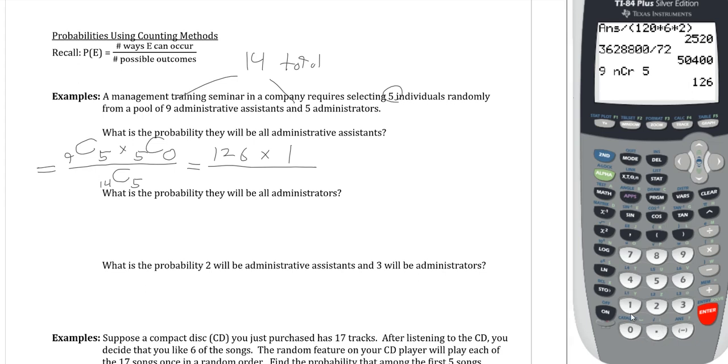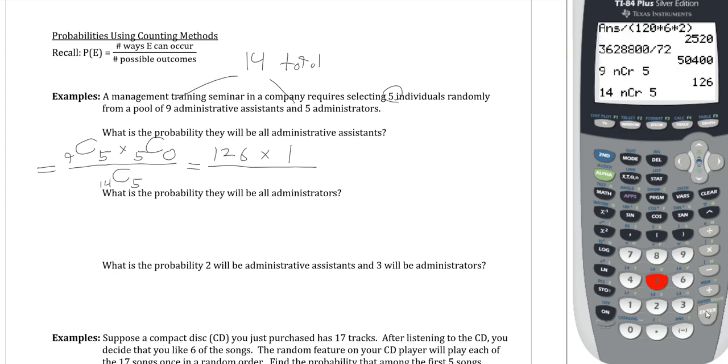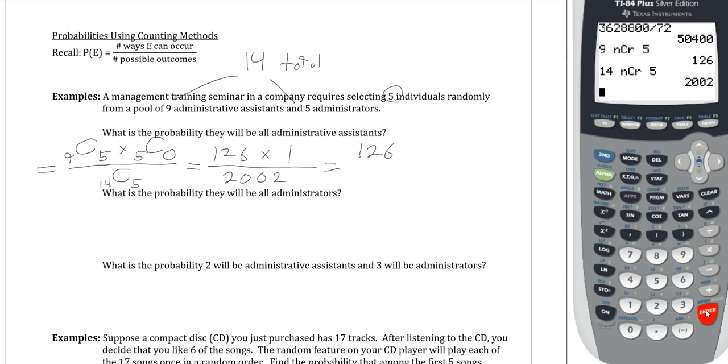But we also need the bottom, which is 14 choose 5. So 14 NCR of 5. And we get 2002. So overall, we get an answer of 126 out of 2002. That would be our final answer.